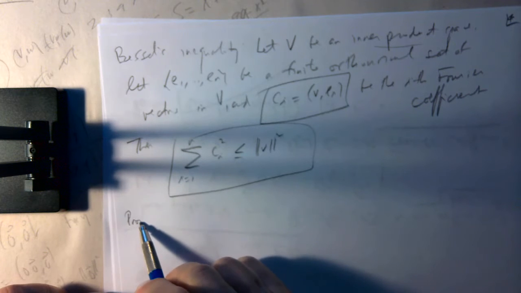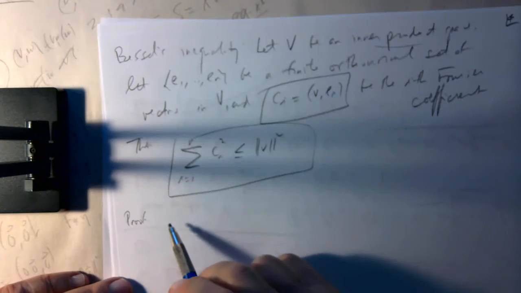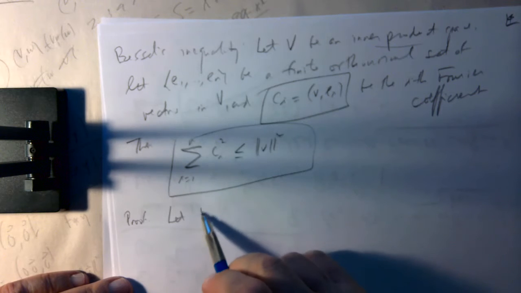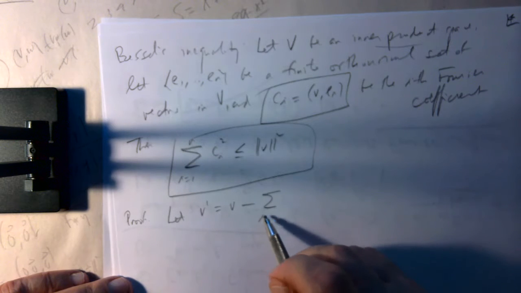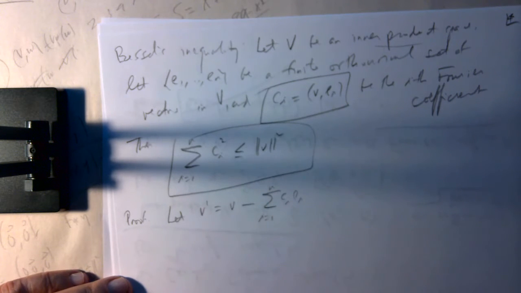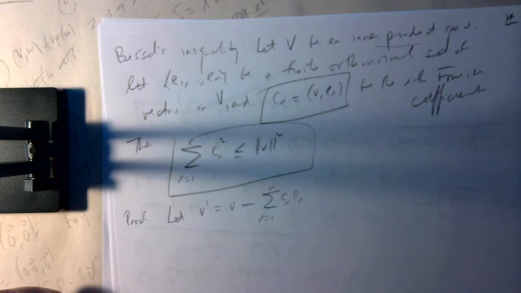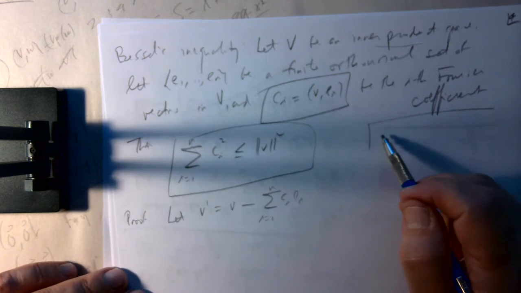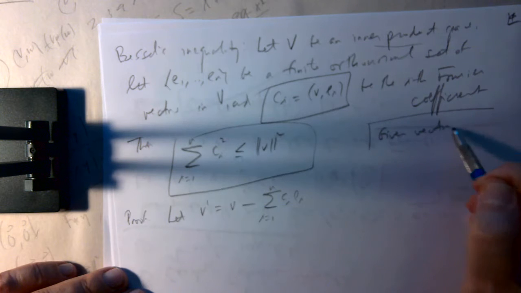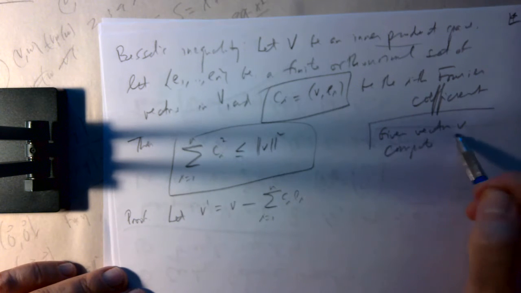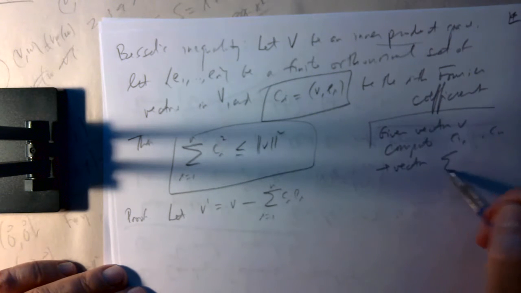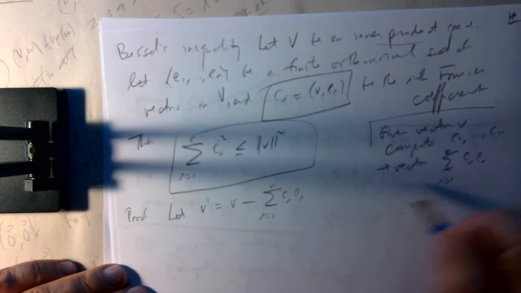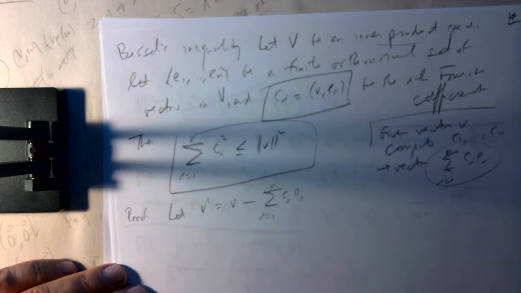And for the proof, we do the following calculation. Suppose we let V prime be equal to the vector V minus the sum, I goes from 1 up to n, C sub I, E sub I. So I have the vector V, let's just remember, we're given a vector V, we compute C1 up to Cn, from that we get a vector, which is summation C sub I, E sub I, I from 1 up to n, and we take V minus this, and we call that V prime.